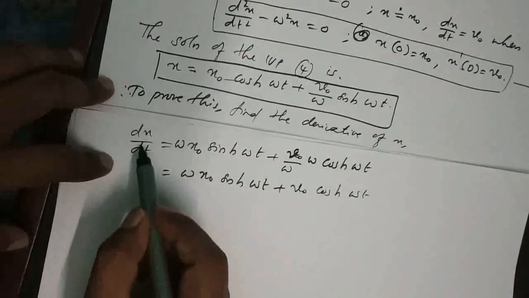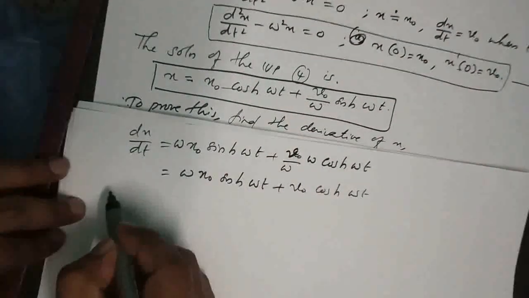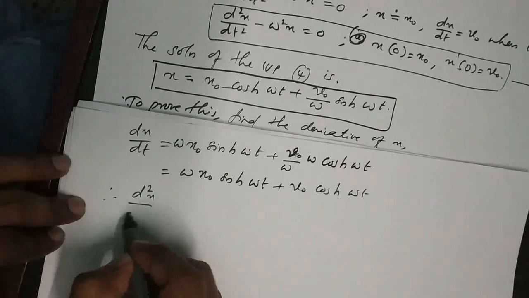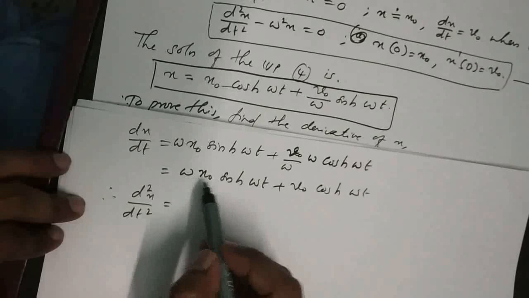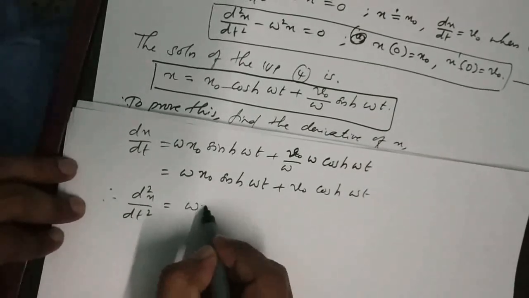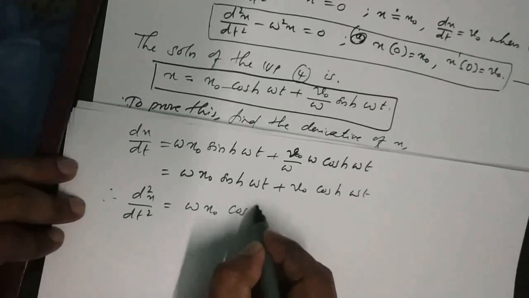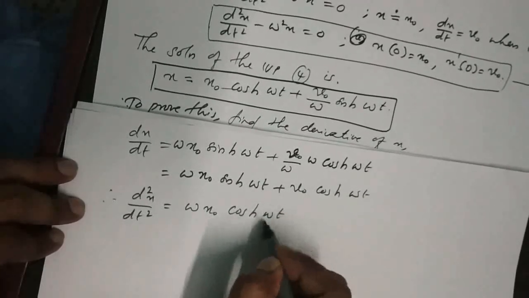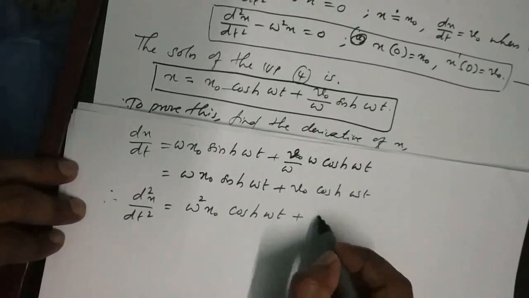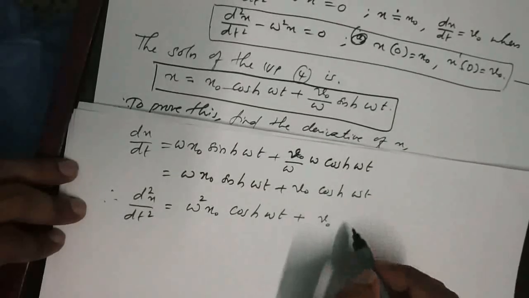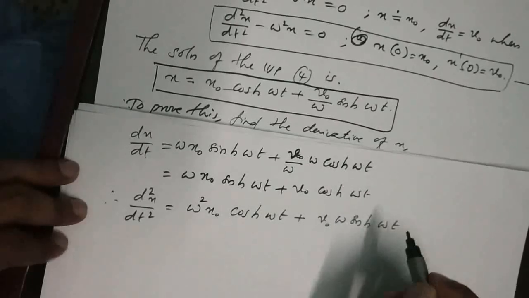This is dx by dt, but we need to find d square x by dt square to replace here. Therefore, d square x by dt square is equal to what? We have to differentiate one more time. So omega into x naught, which are constants, into derivative of sinh of omega t, it is cosh of omega t into derivative of omega t. This is omega. Okay, plus v naught into derivative of cosh of omega t is sinh of omega t into derivative of this, which is omega.